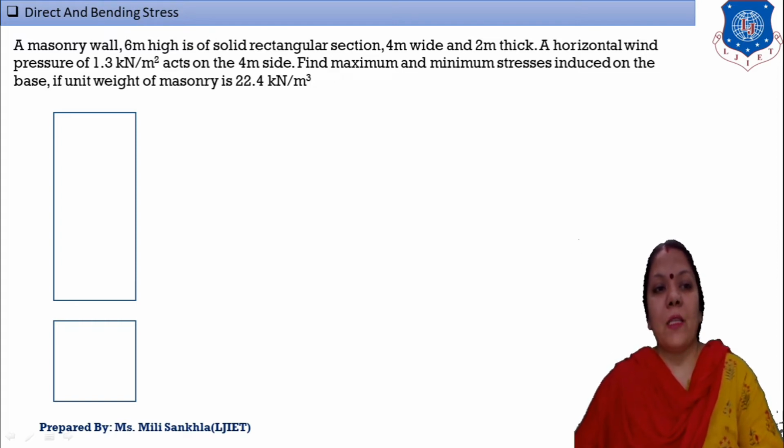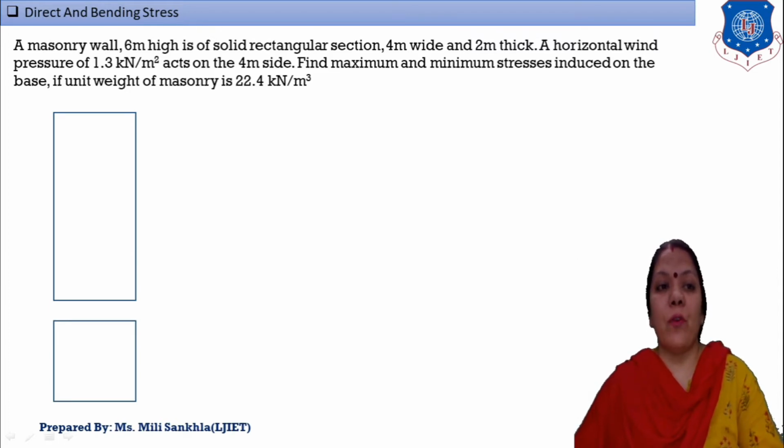Now, a masonry wall 6 meter high is of solid rectangle section, 4 meter wide and 2 meter thick. A horizontal wind pressure of 1.3 kilonewton per meter square acts on the side of 4 meter. Find the maximum and minimum stress induced on the base if the unit weight of masonry is 22.4 kilonewton per meter cube.